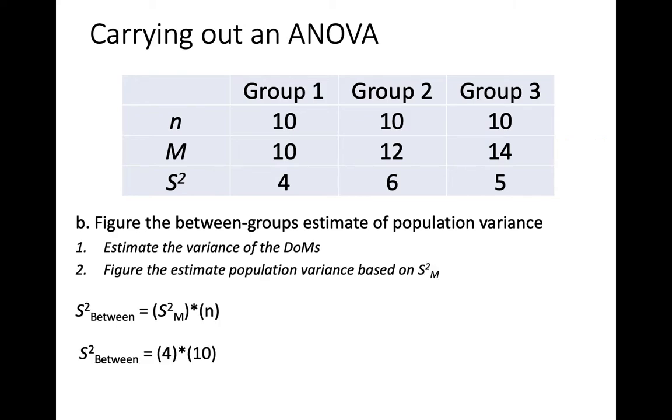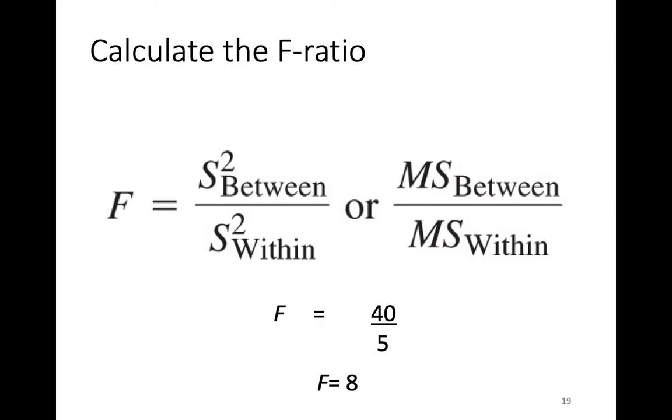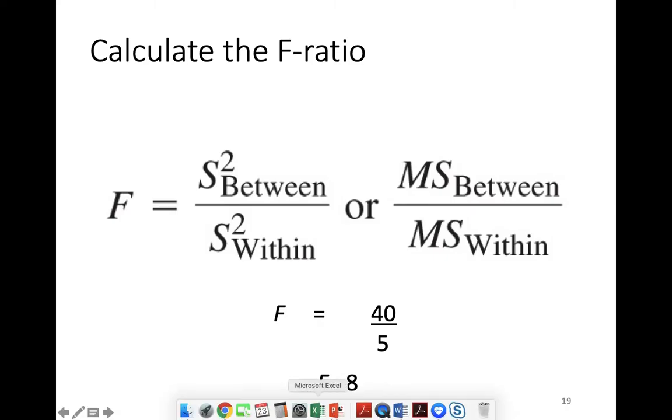The only thing that's different is that in doing the second part of the process for figuring out the population variance using the between approach, we're just going to substitute in 10 where we had 5 before. And what we're going to see is that gives us a bigger estimate of population variance. So then when determining the F ratio, instead of having a 20 here, we've got a 40. So our F ratio goes from 4 to 8.